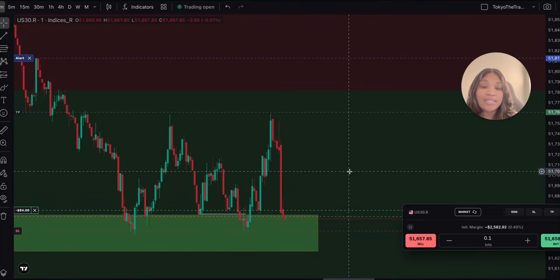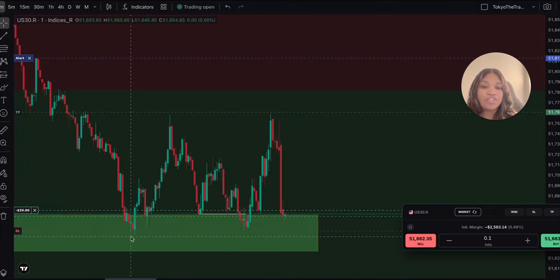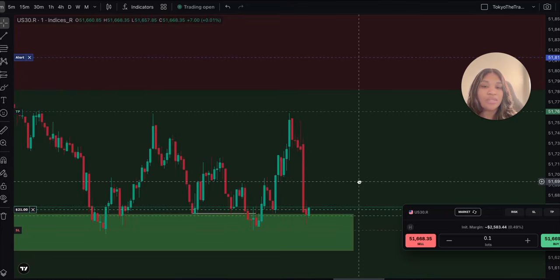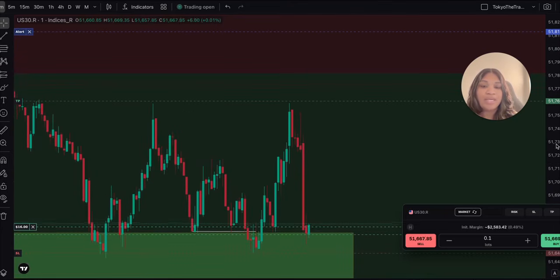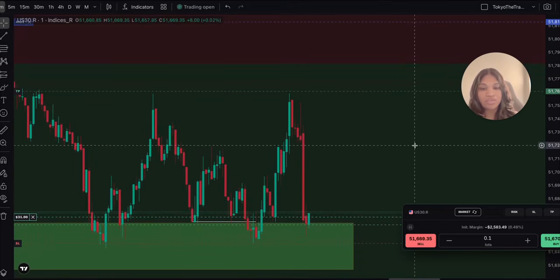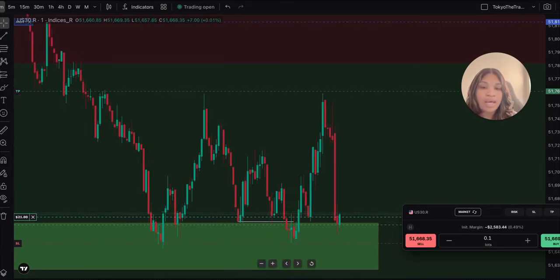Now, what is potentially dangerous about my entry is that we have not grabbed the lows over to the left as of yet. So if price were to come to my SL, I would understand that I did not wait for the liquidity grab to happen, okay? I simply got in because we went back to demand. So normally you want to wait for those liquidity grabs to happen if they're going to happen.